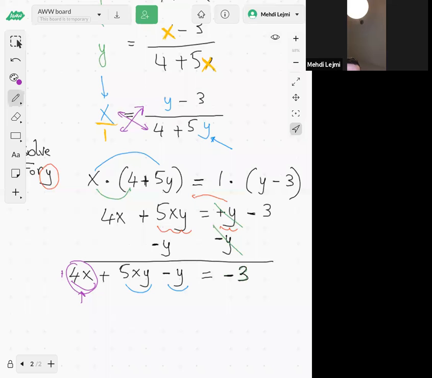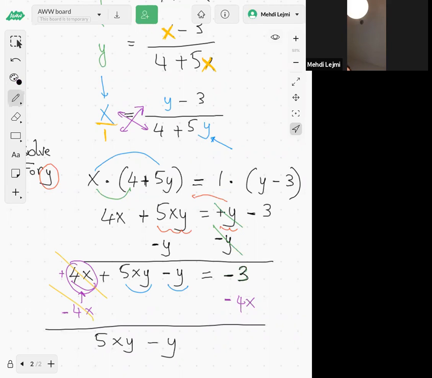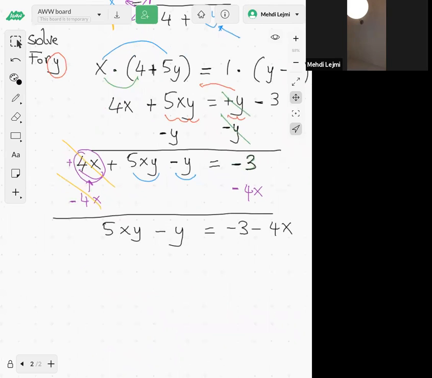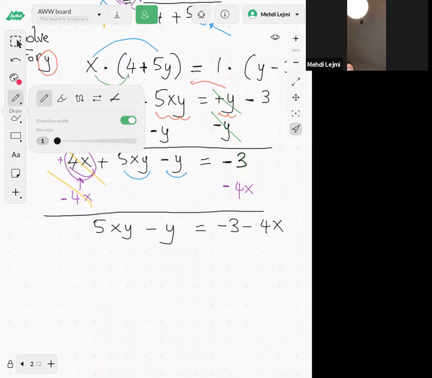It's plus 4x. Well, I'm going to just subtract 4x. Minus 4x. So that's 5xy now minus y. So this 4x minus 4x, of course, cancel out. And on the right side, it's negative 3 minus 4x. And you see now, guys, because now y is a common factor. I have y here, here, and here. So I'm going to just pull out this y.